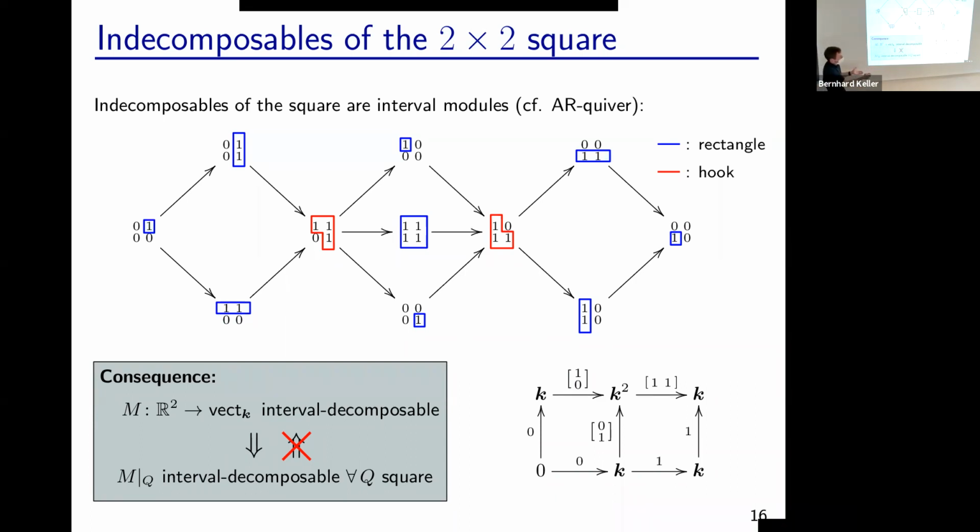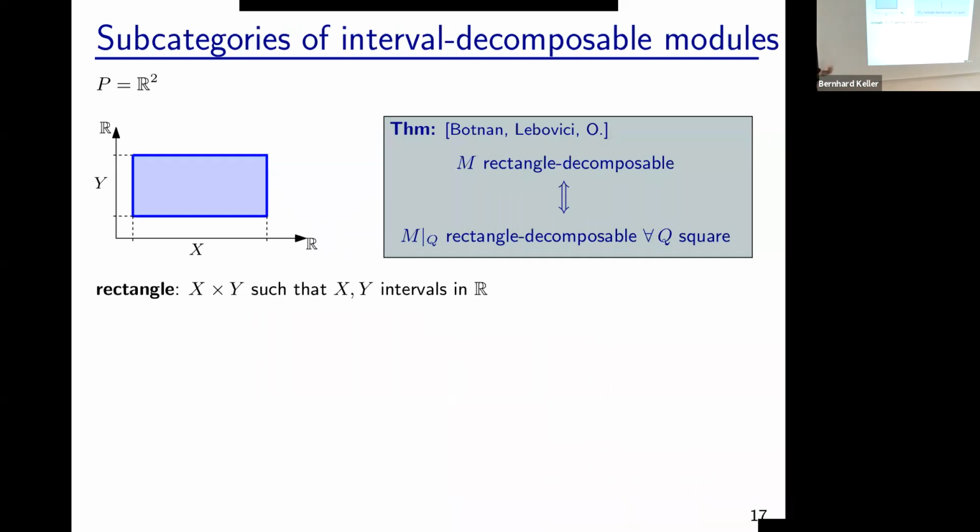And here is just a simple example of a representation of a 3x2 grid that, of course, restricts to an interval decomposable representation on any square, but nonetheless is itself indecomposable and non-thin. Okay. Now we can't use just the squares to characterize the intervals, but we can use the squares to characterize the rectangles. So here's the positive result at last.